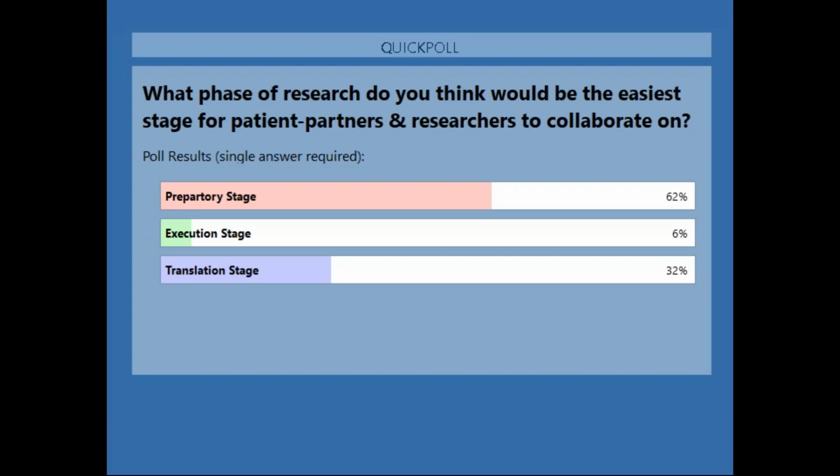All right, so based on your input, I think we definitely had a clear preference for the preparatory stages of the research process as being the easiest to incorporate the patient perspective. And second to that would be the translation stage. And I think inherently the ease at which those are implemented is quite common. And going forward, which is perhaps we will chat about in the next slide, is looking at that execution stage and figuring out why that is so challenging and what sort of strategies can be adopted to better reflect the patient experience or perspective within that phase.